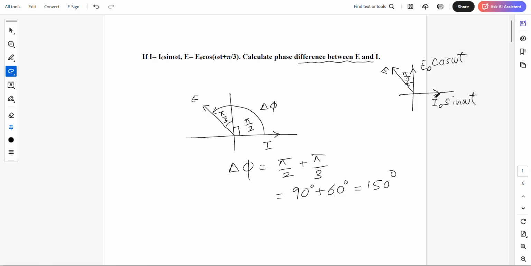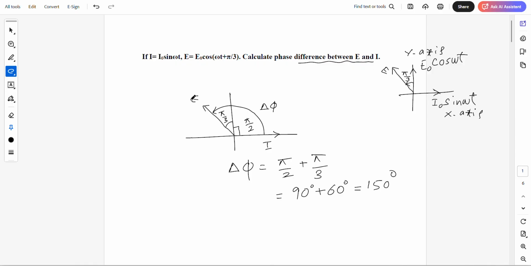Hope you understood. Whenever you have I naught sin omega t, you can put it in the positive x-axis. Whenever you have E naught cos of omega t, this is the positive y-axis. Now here what is given? E is E naught cos of omega t plus pi by 3. Therefore, it will be in the anti-clockwise direction with respect to the positive y-axis, pi by 3.